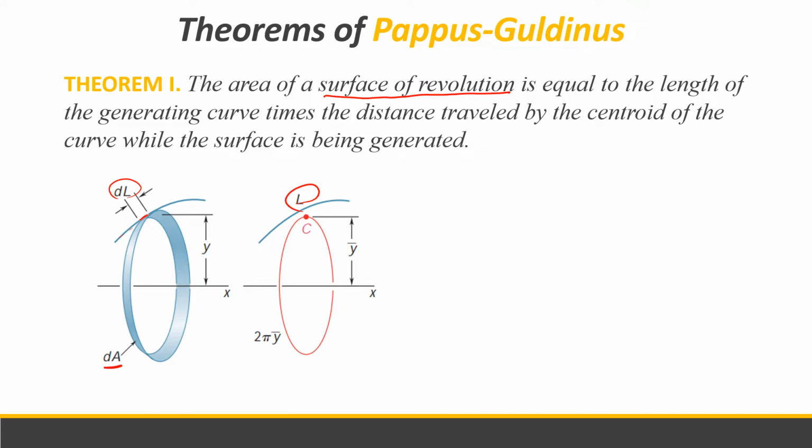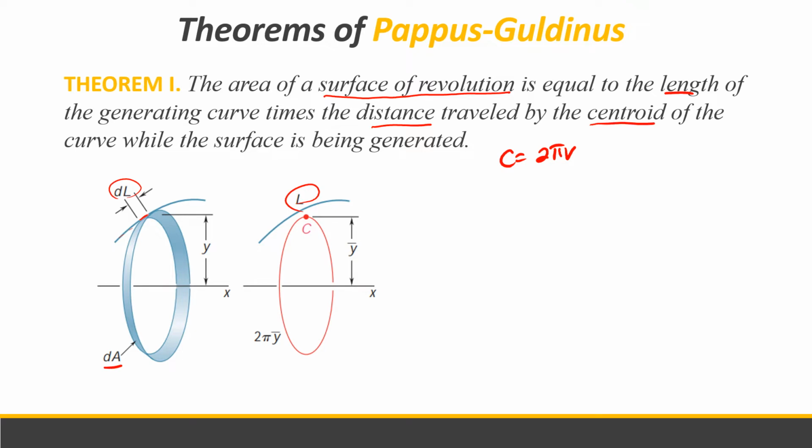Now, the distance traveled here, so length, for example, is DL or L, and the distance traveled is, so pag mag-rotate ka ng full circle, the distance traveled is yung circumference. So, what is the circumference of a circle? That is 2 pi multiplied by the radius. So, in this case, for example, meron tayong y bar since the reference for the travel distance is by the centroid of the curve.